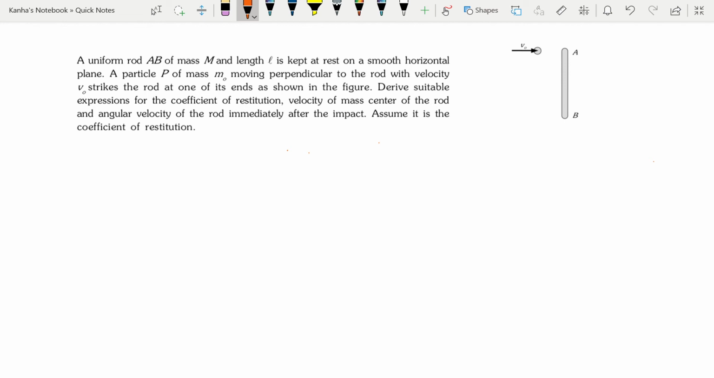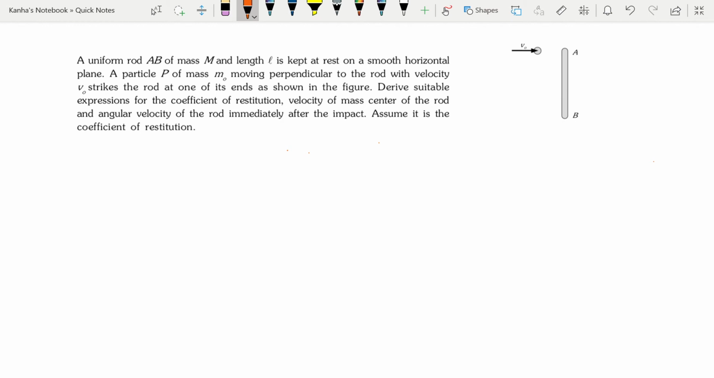So how do you do this question? I am trying to bring in an example so that you're able to derive these quantities on your own and just learn the principles that are involved when you talk about collisions that are eccentric in nature. Okay, so let's focus on what is happening.